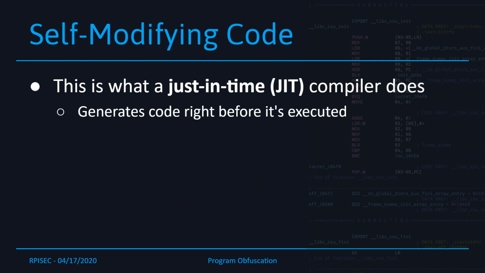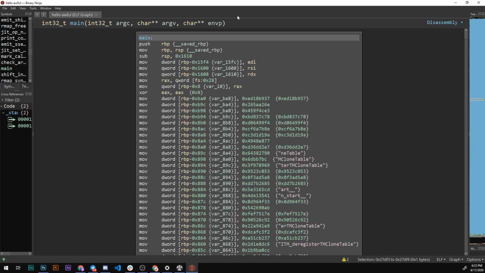So this is what legitimate just-in-time compilers do. For example, the Java Virtual Machine will JIT code down to native instructions. And this allows it to optimize for its particular platform and without doing lots of compilation in advance. JITting is also used by obfuscators to produce unreadable code. And if I pop open Binary Ninja here, we'll see a nice example. So this is a JITted program.